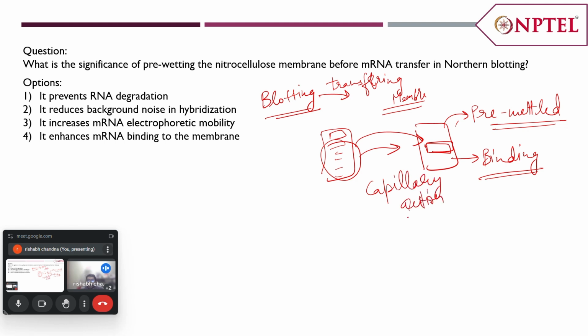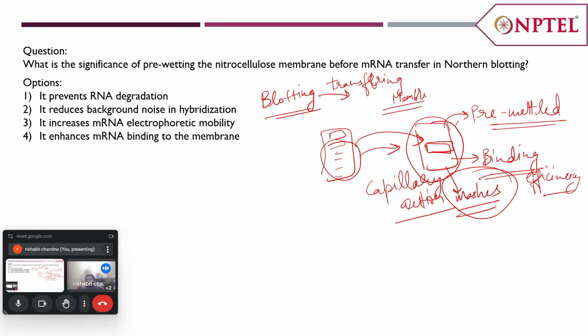Many times the RNA that needs to be attached to this nitrocellulose membrane washes away, because firstly it is delicate, and secondly, if the binding is not proper, it will wash away. So to increase the binding efficiency, the nitrocellulose membrane is pre-wetted. So the correct answer is option number 4. Any doubts?